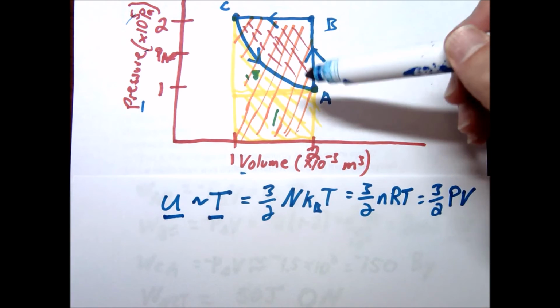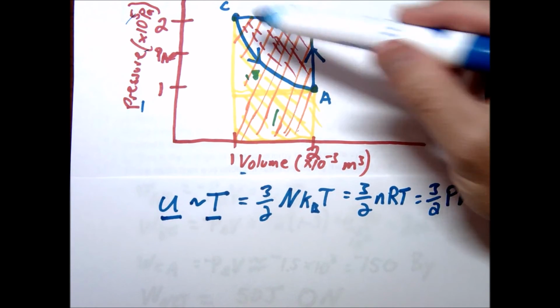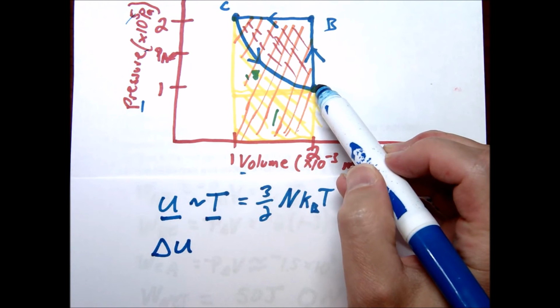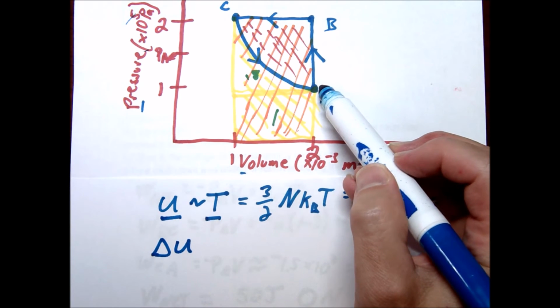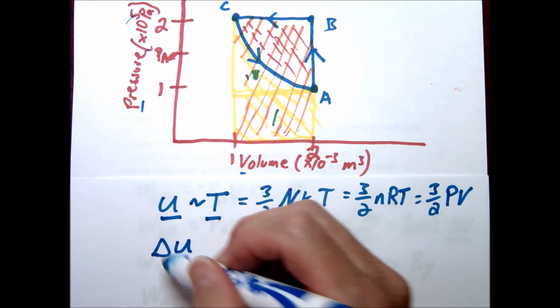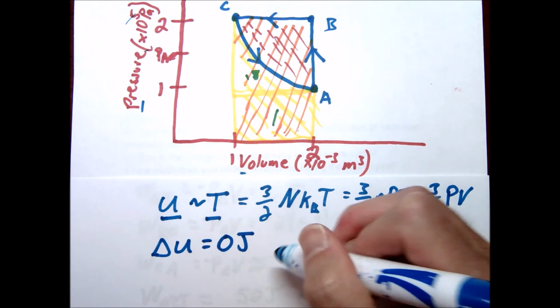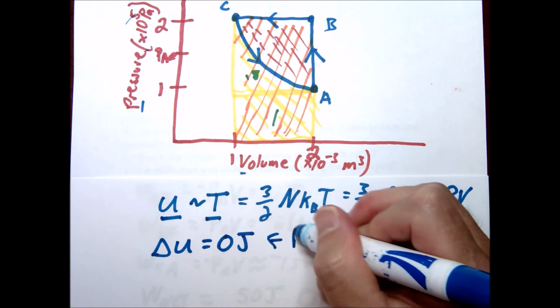Well, notice we went from A to B, B to C, C to D, so the change in U, we're back at A. So the temperature at A is the temperature at A, right? So the change in U is actually going to be 0. And this will always be true for a cycle.